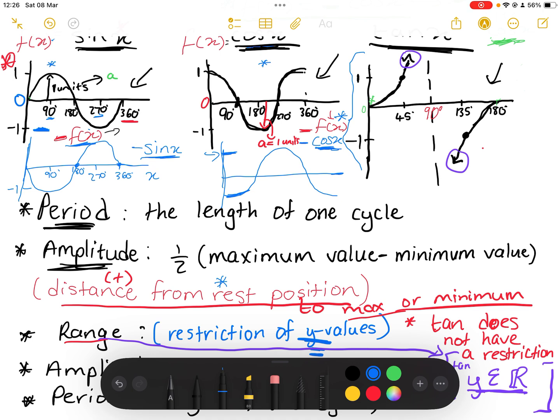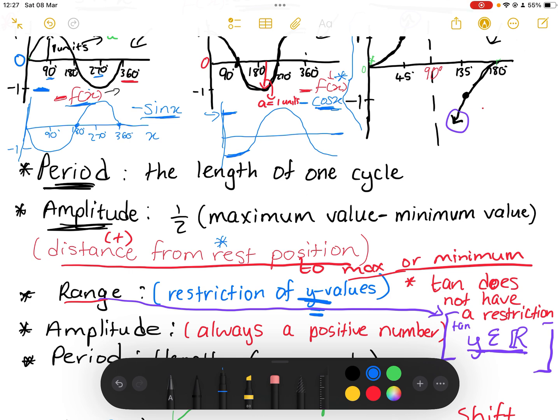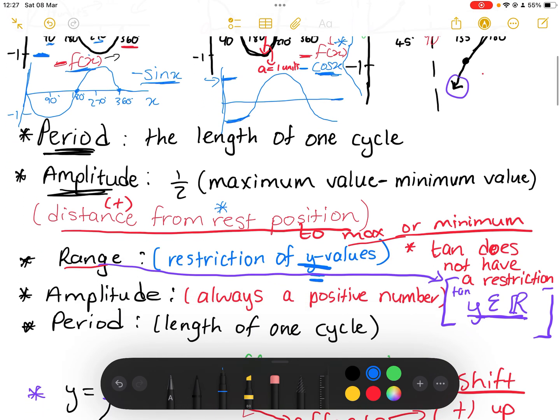But let's use another example. Let's say your minimum is 1 and your maximum is 3. Which number is in between 1 and 3, between the y values? It's 2, right? So that is your rest position. If you start at 2 going to 3, the distance from 2 to 3 is 1. So that's going to be your amplitude, from rest position to maximum or minimum. You can repeat, slow down, and try to understand the amplitude.